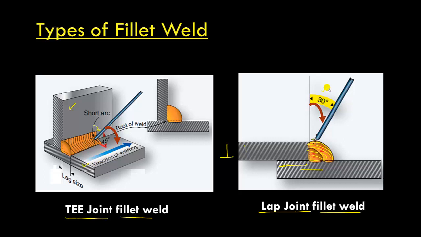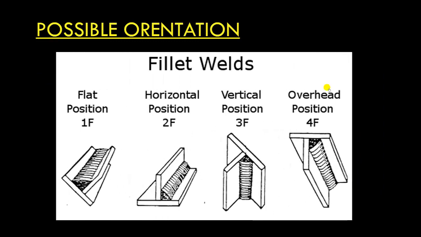So if I am making a fillet weld, I can have different orientations also. This is illustrated here. If you see, we can have different orientations of a fillet weld. For example, we can have a flat position. So this plate and this plate form a T connection, connected using a weld. Now if you see, this weld is flat, something like this.